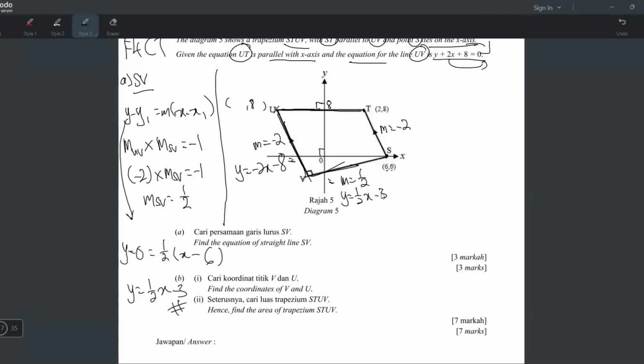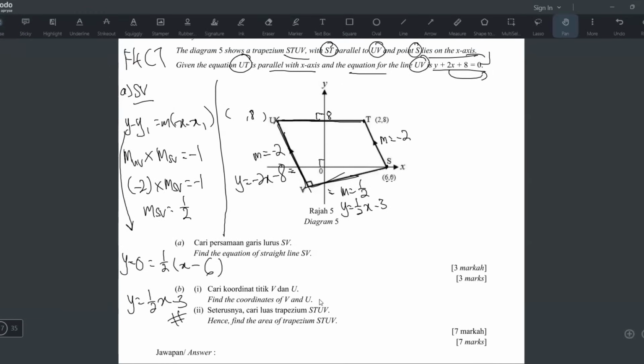Okay, with that being said, let's do the next question, B1. Find the coordinates of V and U. Oh, mana V? Sini. Mana U? Sini. Let's find point U first because it's easy. Yeah, I can already see how to find point U. Okay, how to find point U? Just take the 8 ganti dalam y sini lah. Ya, sebab dia ada passes through point U, dia memang ada passes through garisan ni. And you have the equation, right? So you just ganti masuk, then you can get the x tadi. So let's do that when y sama dengan 8.